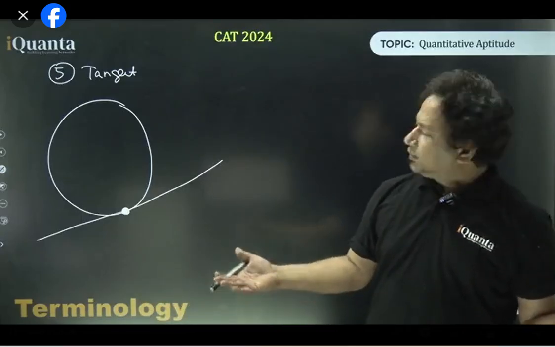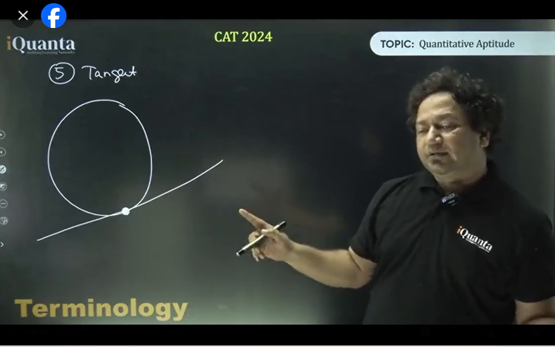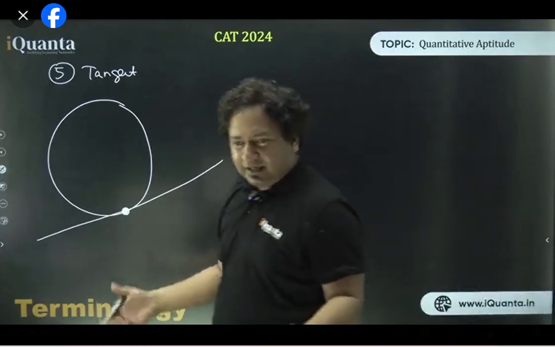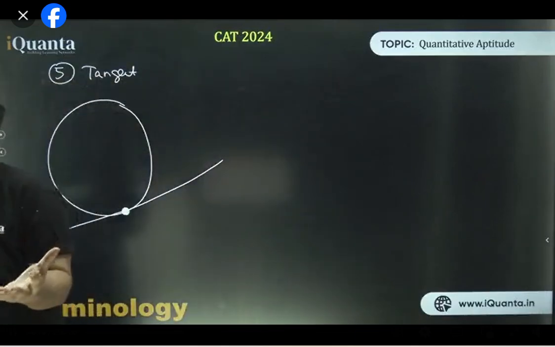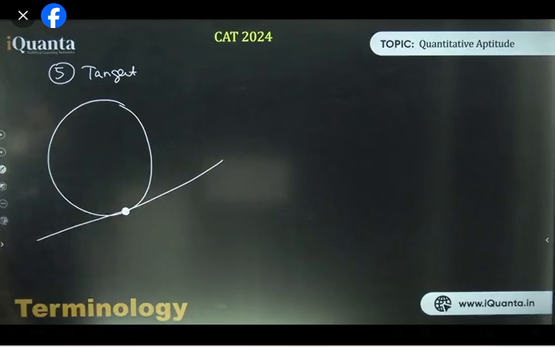Right? A tangent touches the circle only at one point, which also means a tangent cannot be inside this circle. Inside the circle is a secant or a chord, and something outside the circle, touching at one point, is the tangent. Perfect. No doubt over there.